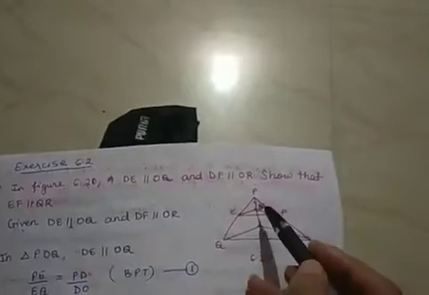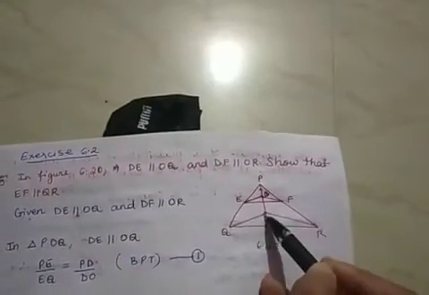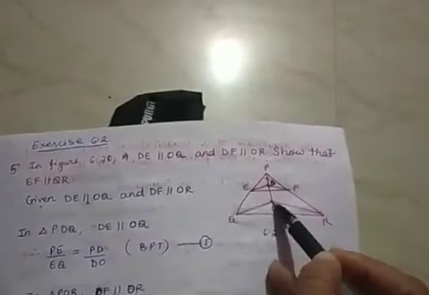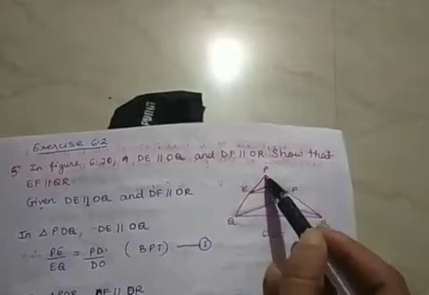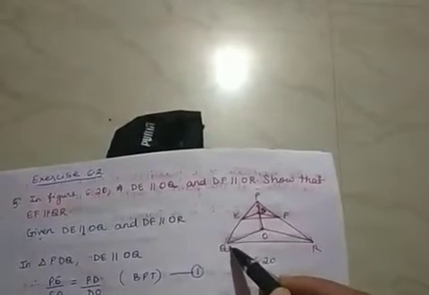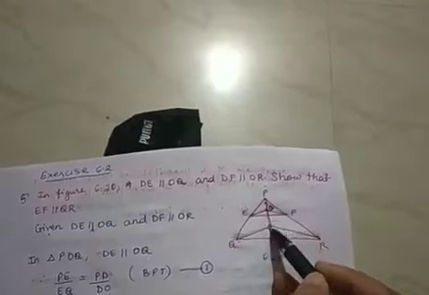It is given that DE is parallel to OQ. Now if I take this triangle, since these lines are parallel, I can use this triangle to use basic proportionality theorem. Similarly, these two lines are parallel, so I can use this triangle to use basic proportionality theorem. So in triangle POQ, DE is parallel to OQ. So by basic proportionality theorem, PE upon EQ should be equal to PD upon OD.